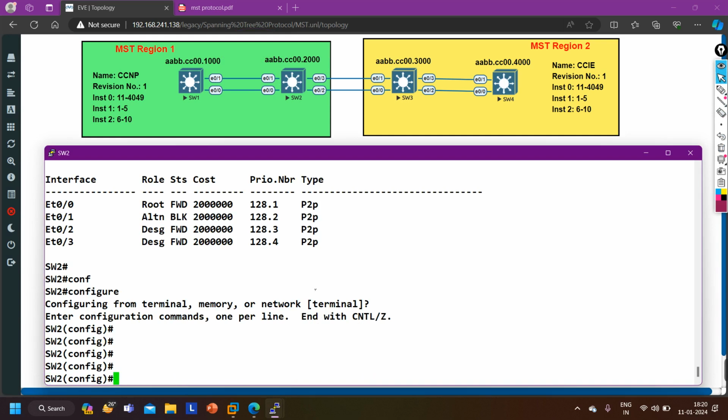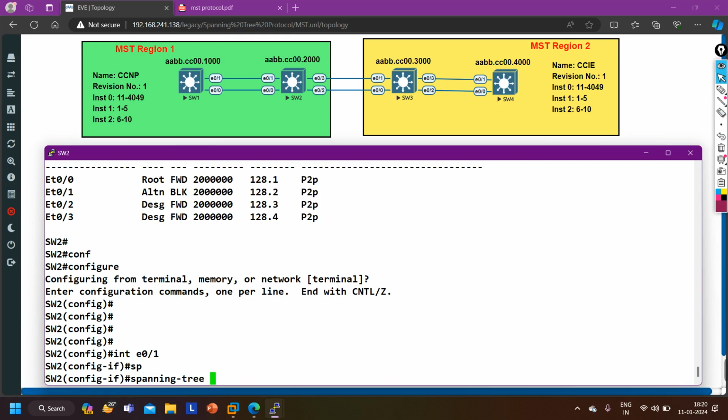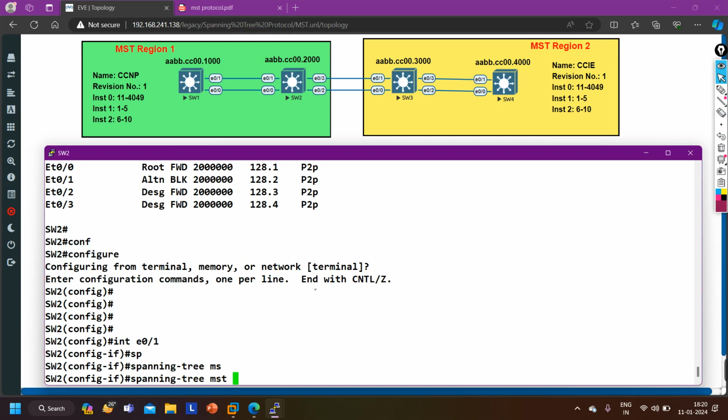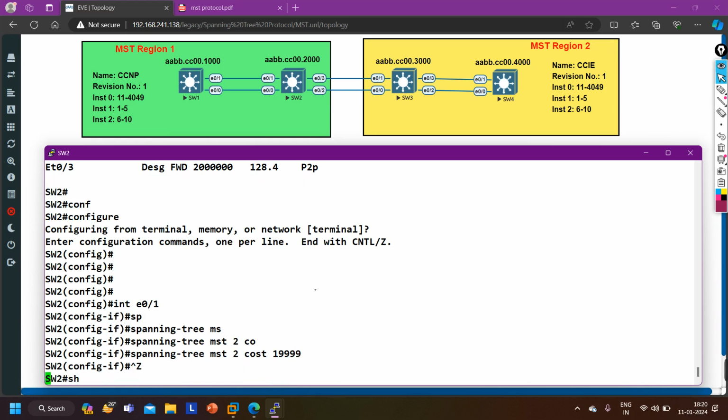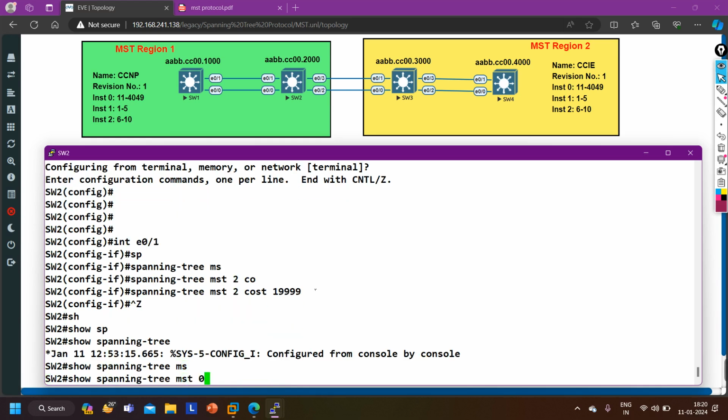So on switch number 2, I can say interface E0/1, spanning tree MST instance 2, and then we can say cost, not priority, cost. You can change priority for making a switch the root bridge for, let's say, instance 2, right? In that scenario you can decrease priority as well, right? Now here I am going to set the cost, right? Now you can see, show spanning tree MST instance 0.